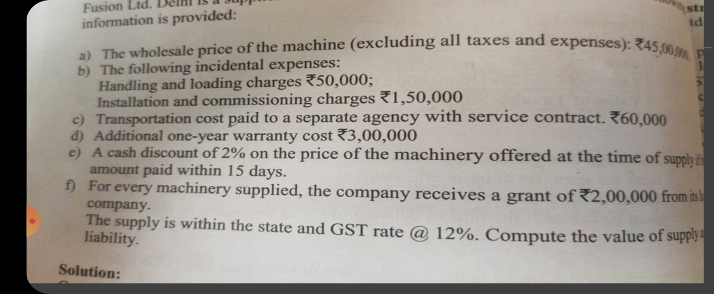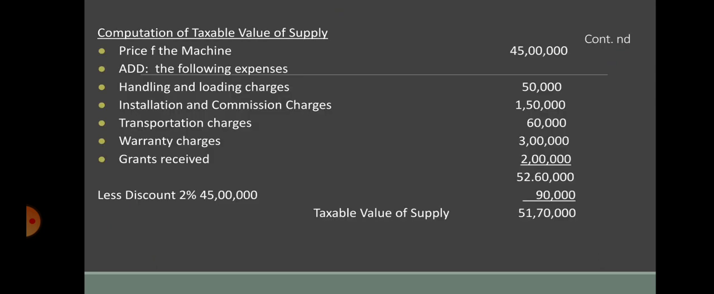And they are telling a company receives a grant, a grant of rupees 2 lakh from the recipient supplier company, I think. So 2 lakh is the grant received from the private agency, which means it is to be added here. They have asked to calculate the value of supply and GST liability, and the sale is within the state. So we'll see how to solve.